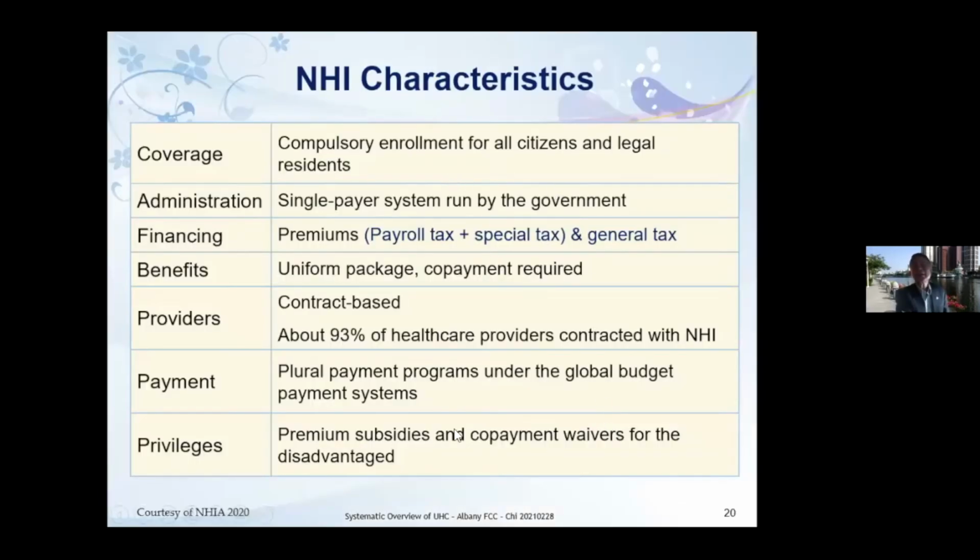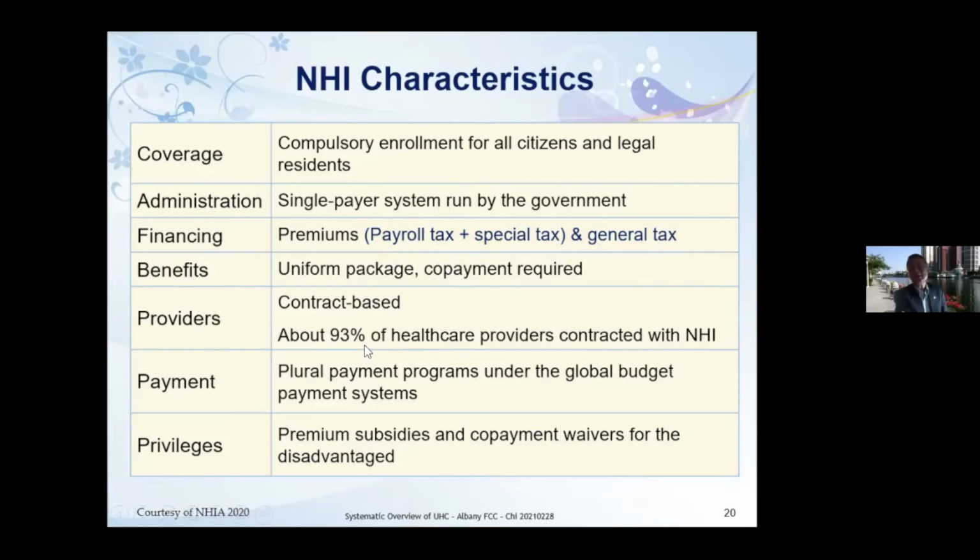So this is a quick summary of the nature of the NHI. Compulsory enrollment for all citizens and legal residents, that means visitors who stay in Taiwan for 6 months or longer are required to enroll. So Taiwan's system is a single payer. The financing includes payroll tax and special tax plus general tax. The benefit is uniform across the board. Everyone has the same. And the providers are contract based.